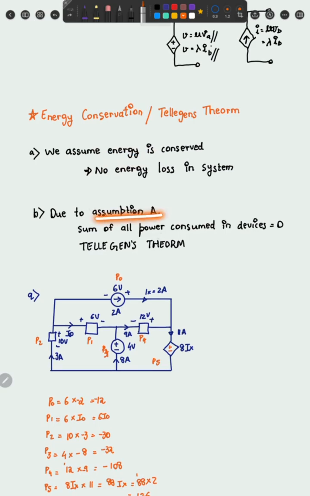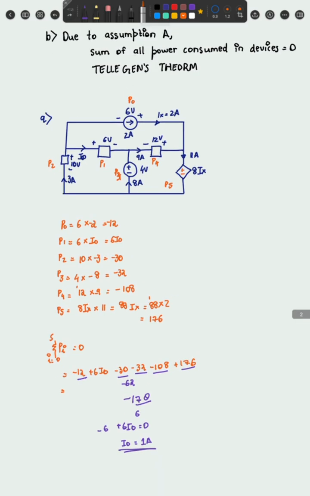Now, due to this assumption, the power consumed in devices should sum to 0. The total power in that system should be 0. This is what Tellegen's theorem says. And we can try to solve one simple numerical to verify it. So we have the system, and in this system we need to prove Tellegen's theorem, or we need to calculate what I naught is, which is the question.